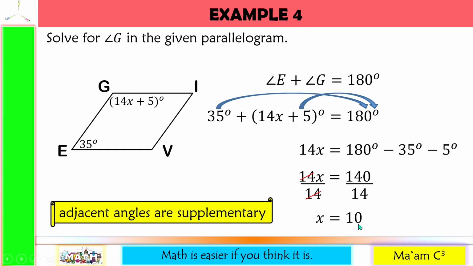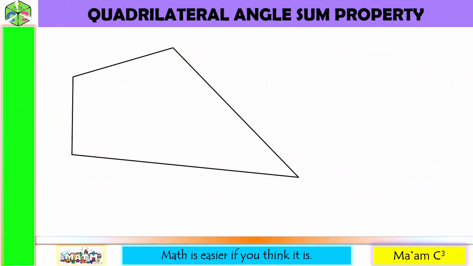Let us substitute 10 in our x here. 14 times 10 is 140 plus 5 is equal to 145. Let us add 145 and 35, and yes, it will give us 180 degrees. Therefore, our answer, angle G equals 145 degrees. For now, let me share with you an interesting fact.